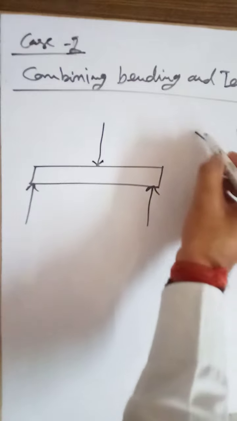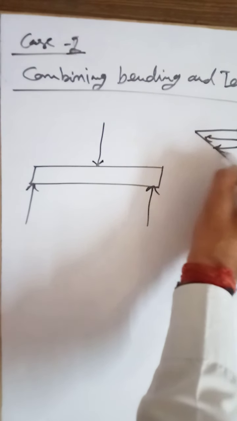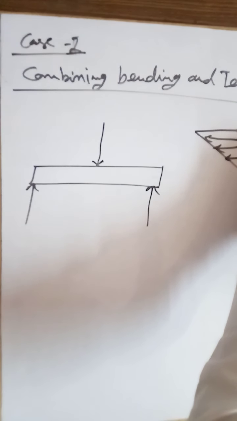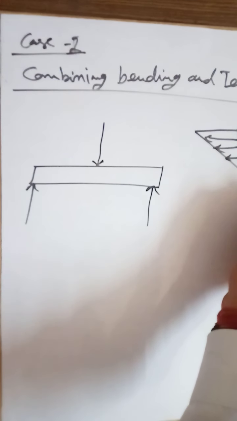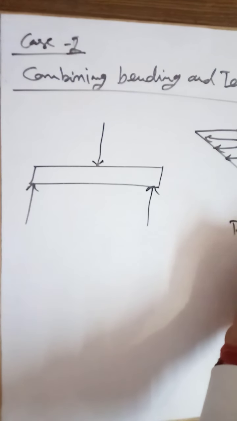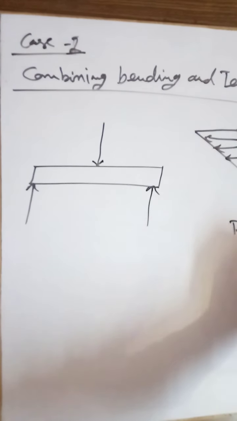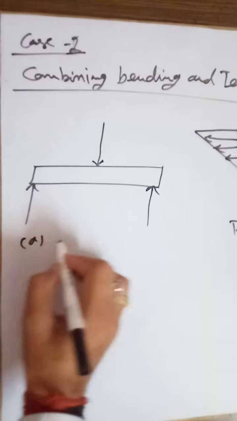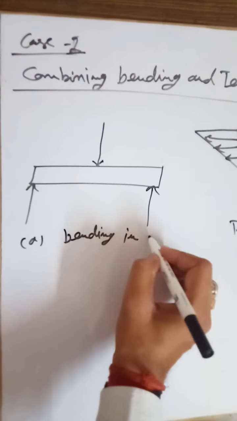This diagram can also be understood like this: if this is our compression and this is the tension. As we know, the sign for compression is taken as minus, and for tension we take the positive sign. So this figure shows bending in the beam.